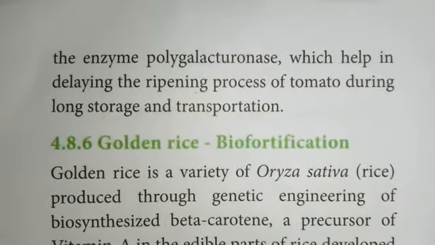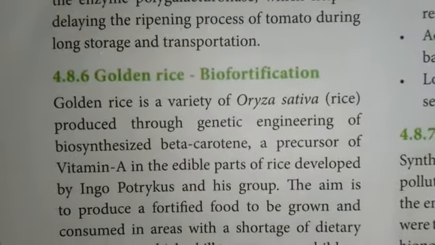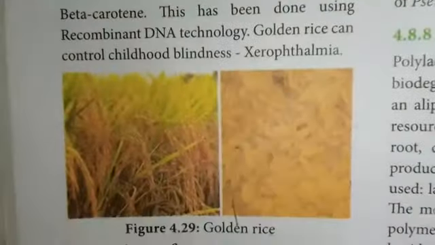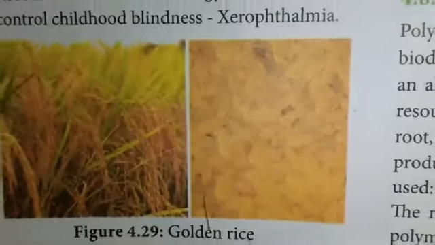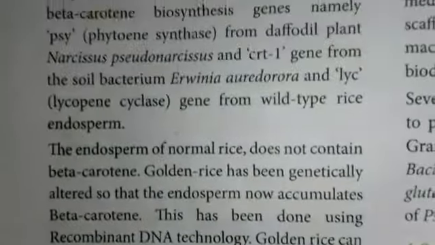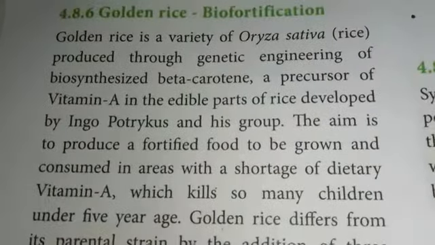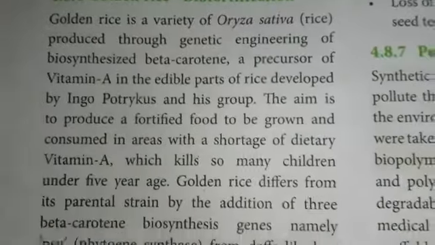The next, golden rice biofortification. So the golden rice is a variety of Oryza sativa. What is Oryza sativa? Oryza sativa is a rice plant. So the Oryza sativa was produced through genetic engineering to biosynthesize beta carotene. What is beta carotene? It is a precursor of vitamin A.